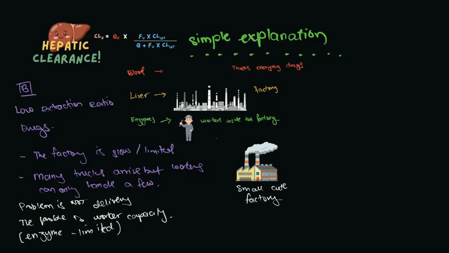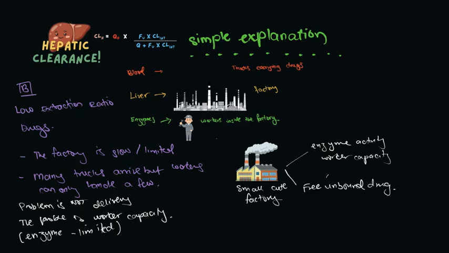So regardless of how many trucks you deliver to the factory, it is the worker capacity putting a cap at how many drugs can be processed. So clearance of low extraction ratio drugs depends on the enzyme activity or worker capacity and free unbound drug. These are the factors that will help in clearing low extraction ratio drugs.